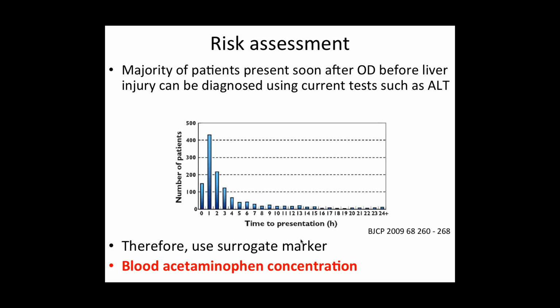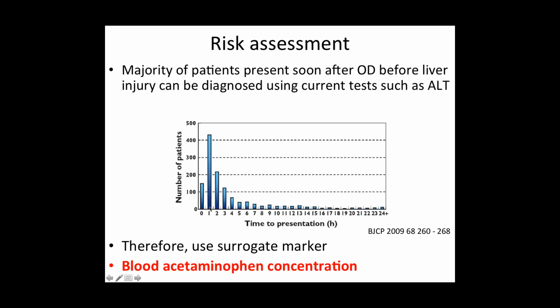The most common one we use is simply the concentration of the drug in the blood, the acetaminophen concentration. On the slide in front of you, you see a figure of the time from when the patient took an overdose to when they came to hospital. And what you see is the patients come to hospital very soon after overdose. This is within 1 hour, 2 hours, most patients are coming. And at this time point, we cannot determine who's got injury and who hasn't.